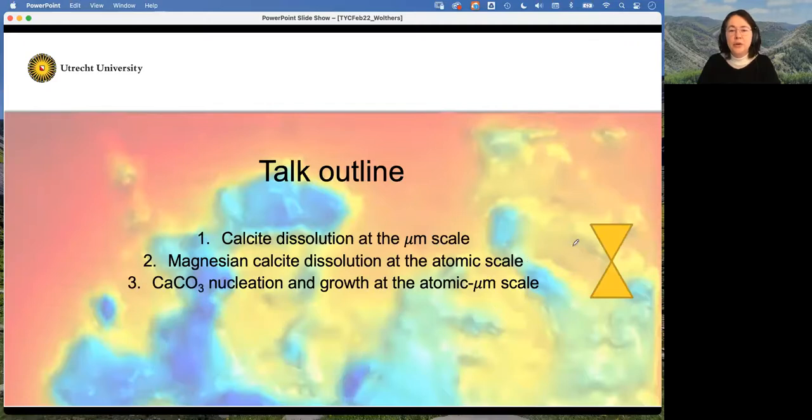Okay, in this talk, I want to first zoom in and then out again. So I'm going to start at the micrometer scale and look at calcite dissolution, and then go to atomic scale and show you some MD simulations on pure and magnesium calcites. So again, there's also an important role for magnesium in this talk. And then I'm going to zoom out again, and we're going to look at calcium carbonate nucleation and growth from the atomic back to the micrometer scale.